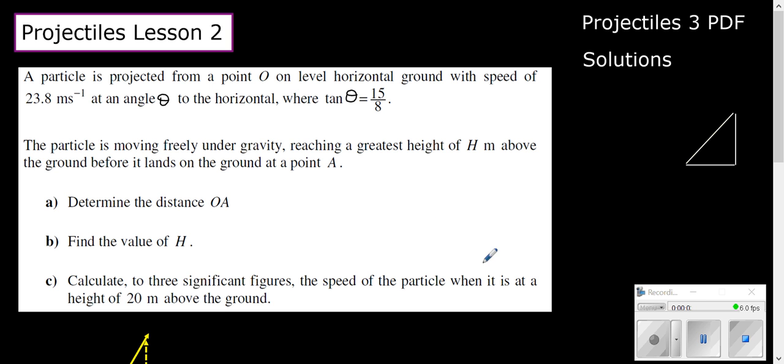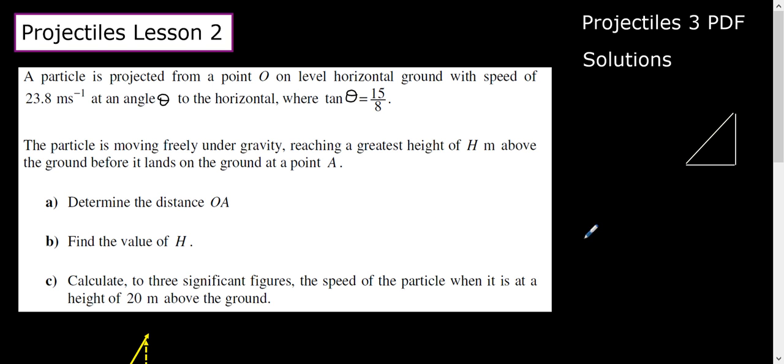Hello again. So here is our second lesson on projectiles, which is going to take what we did yesterday and expand upon it, and allow you some time to consolidate everything that you've done.